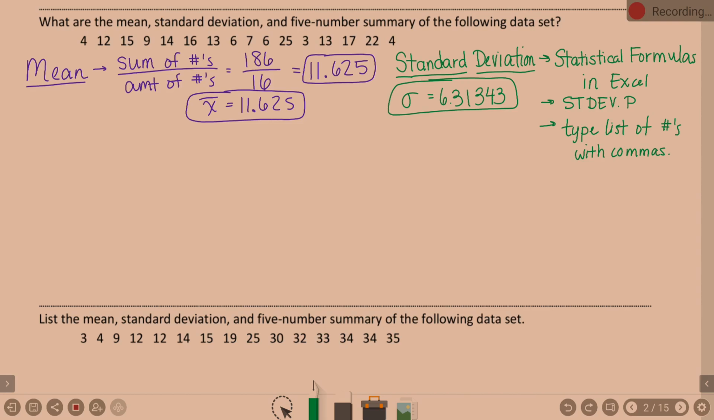Wait, so on the test it would just be the mean and the 5 numbers summary? Just worry about that when we get there, okay? Alright. Just don't worry about it right now. Worry about learning how to do everything. That's what I need you to do right now.